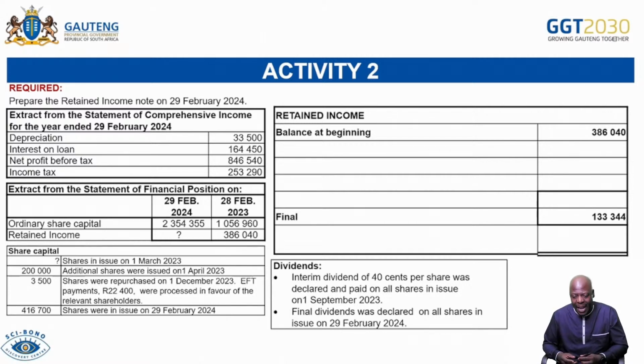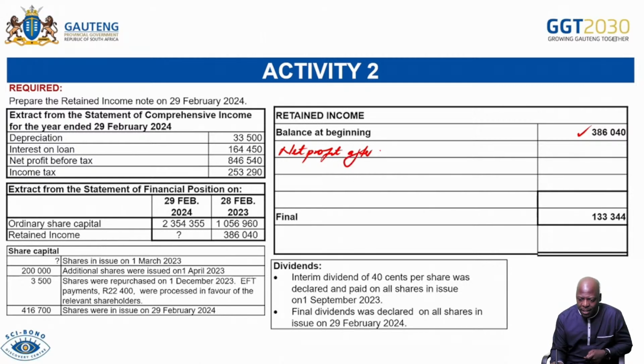Where do we start? Balance at the beginning. So how much is the balance? 386,040. That was not much of a problem. What comes next? Yes, the next thing is your net profit. Can I ask you a question? Is it net profit before tax or after tax? Certainly, it is net profit after tax.